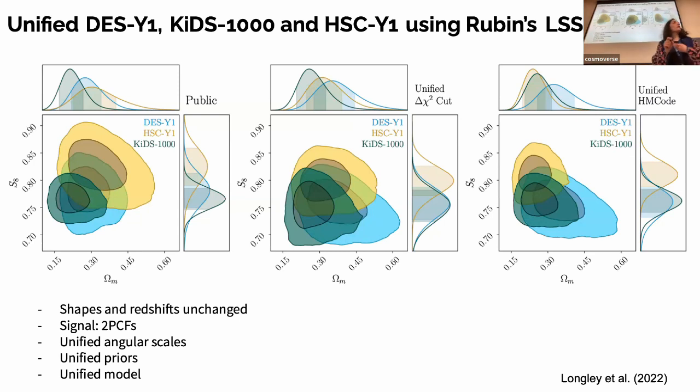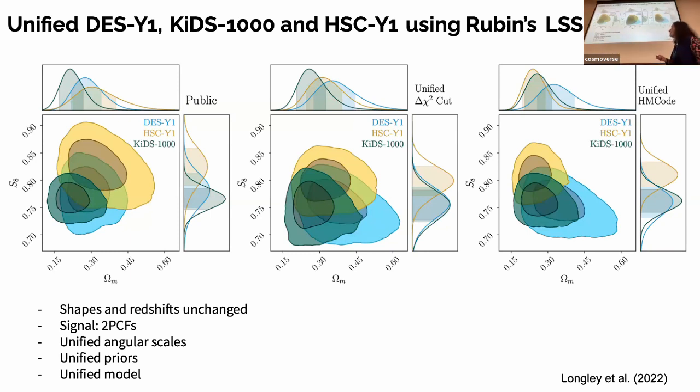So they use two-point correlation functions as their statistics for all of them. And they unify the angular scale cuts, so use the same scale cuts, and then they unify the modeling choices. So what kind of nonlinear power do you use, what do you do for your intrinsic alignments, what do you do for your baryon feedback.